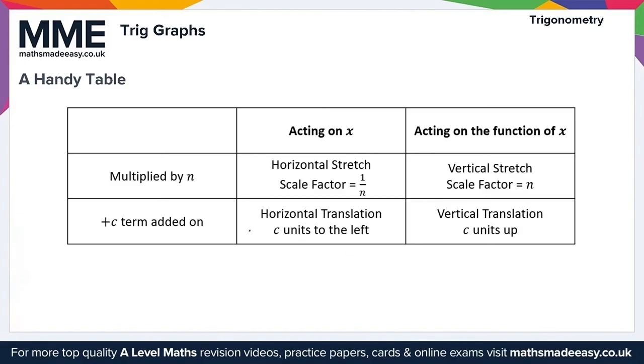Okay, so this is where everyone kind of accidentally gets tripped up. The mistake is usually to write this as c units to the right, as we're plus c, so you just have to be slightly careful there. Again, if we are multiplying by n and it's acting on the function of x, then that's a vertical stretch with a scale factor of n. And finally, if we have a plus c term added on, and we're acting on the function of x, then this is a vertical translation c units up.